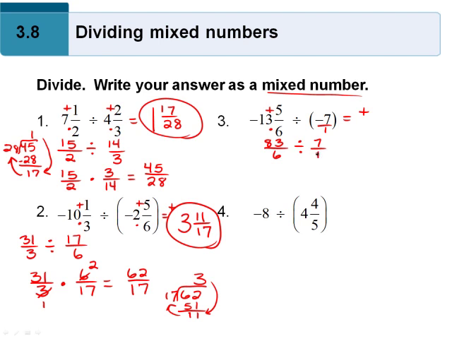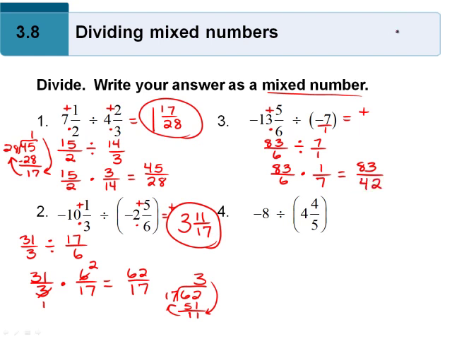And then in the next step, we're going to do keep 83 over 6, change it to multiplying, and flip 1 over 7. Okay? 7 does not go into 83. So we are just going to multiply straight across. We get 83 on top. 6 times 7 would be 42.